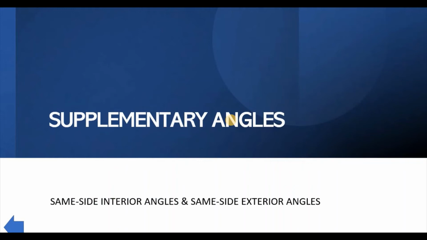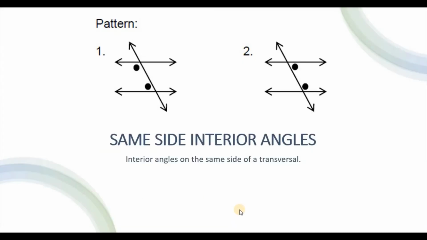Now, let's proceed to the supplementary angles. So, we only have two: the same side interior angles and the same side exterior angles. When we say same side interior angles, they are on the same side of a transversal. By the way, remember that when we say supplementary angles, their sum is equal to 180 degrees. Okay, so don't forget about that.